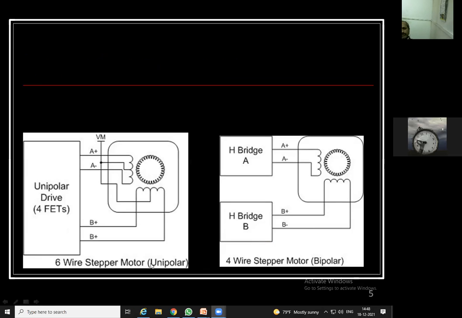Again, for unipolar, six wires are required. For bipolar, only four wires are required. So this is how the coils are arranged, as shown, and in the center is a rotor that is going to rotate. These coils are fixed, that is, static. The rotor, on which the gears are kept, is going to rotate step by step. So these are the two types of construction of the stepper motor that you might have studied.